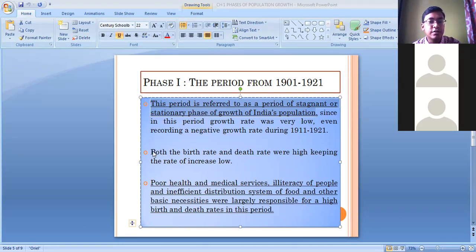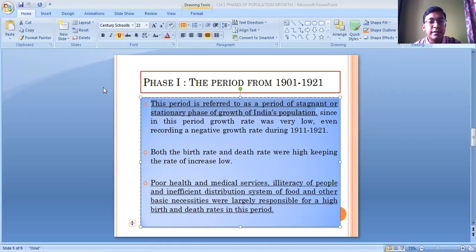So during the first phase of population growth, both the birth rate and the death rate were high in our country. Means the birth rate was high, and the death rate was also high, and as a result, the population growth rate was stagnant. Means if 100 children are born every year, 100 or 99 people used to die every year. So ultimately there was no increase in the population. This is why during 1901 to 1921, the population remained stagnant.